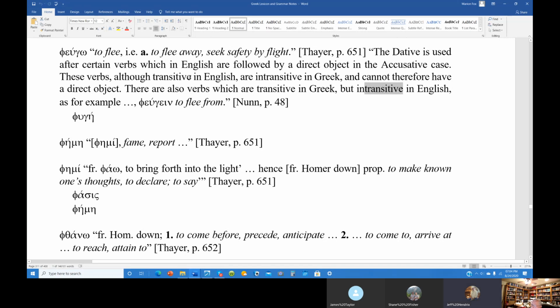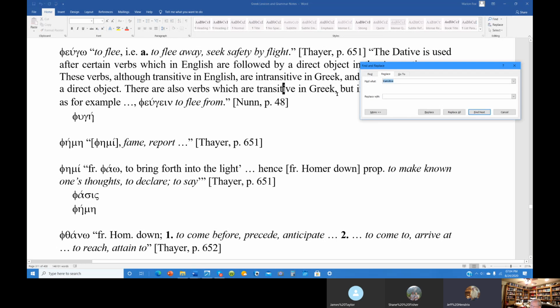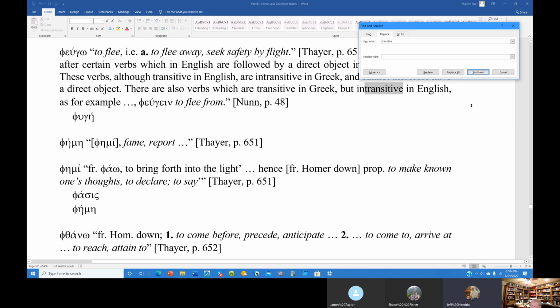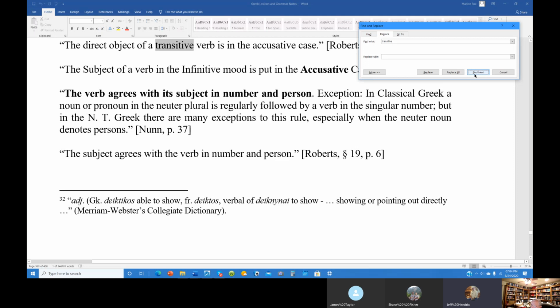The dative is used after certain verbs which in English are followed by a direct object in the accusative case. So English and Greek don't always correspond. These verbs, although transitive in English, are intransitive in Greek. Does that make sense? They cannot therefore have a direct object. And there are verbs that are transitive in Greek but are intransitive in English. So you've got to be careful trying to go one for one from one language to another. That's a serious problem.